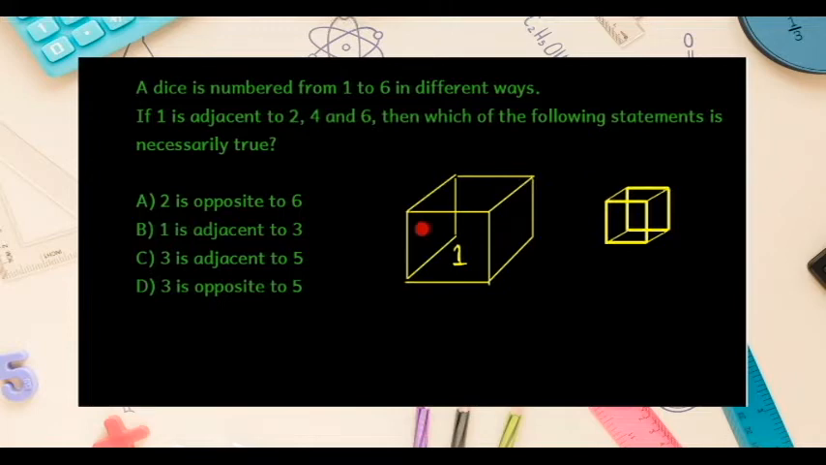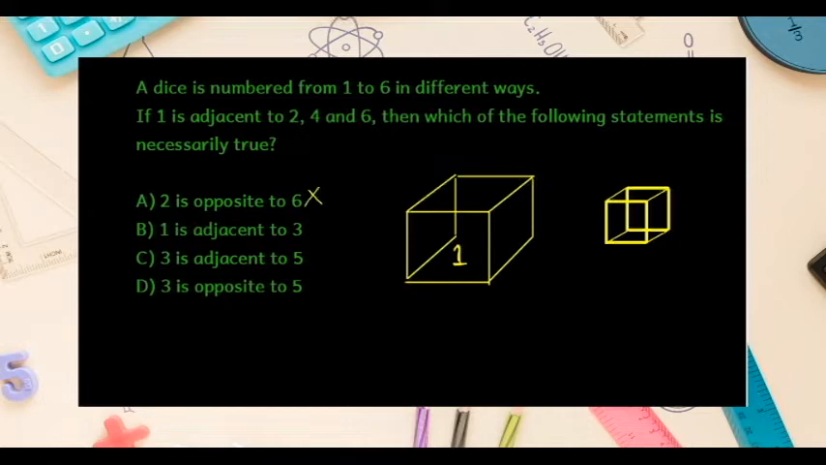So in this arrangement 2 and 4 are opposite to each other, but that of course is not necessary, because it is a possibility that we have 2 as the left face and 6 as the top face. So though there is a possibility that 2 is opposite to 6, this is not a statement which is necessarily true. So let me just make a cross over here.